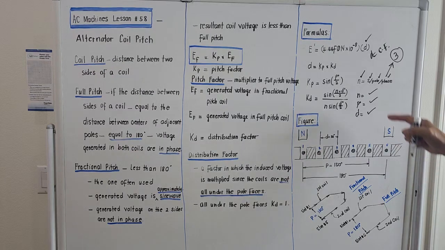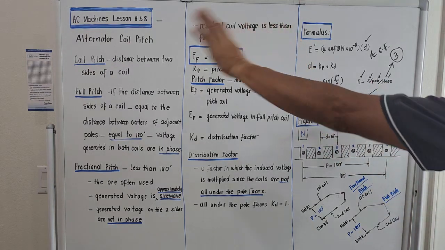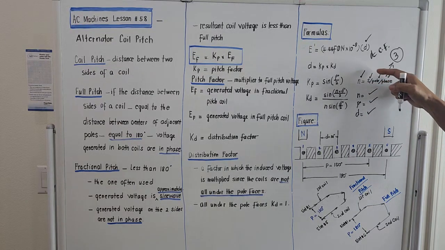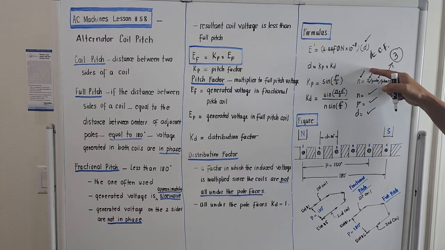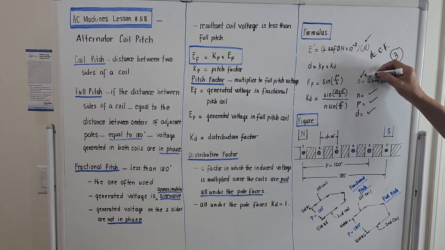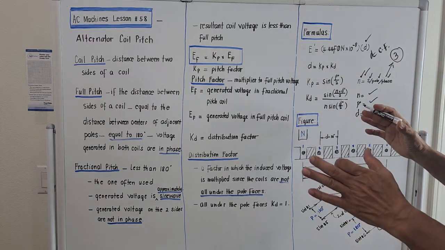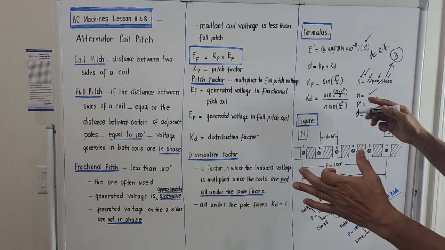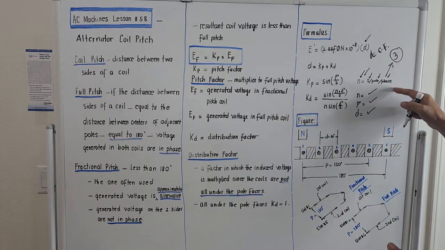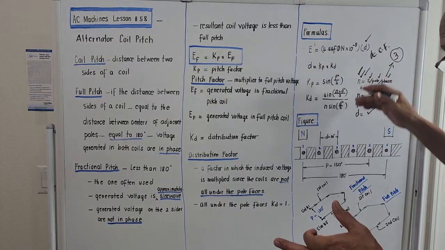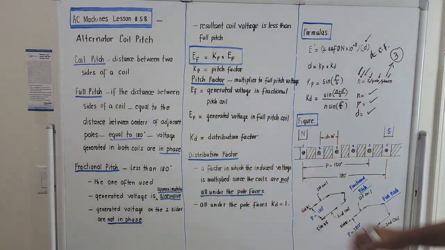For the value of n, it is computed by dividing the total number of slots by the number of poles, then dividing that again by the number of phases. There will be no problem on this one. We do not have to visualize it; we just memorize the formula. Slots per pole per phase. We can compute the value of n without visualizing, right?